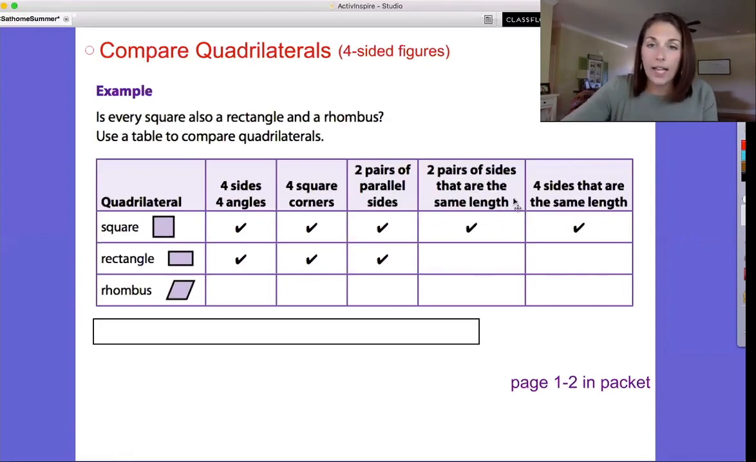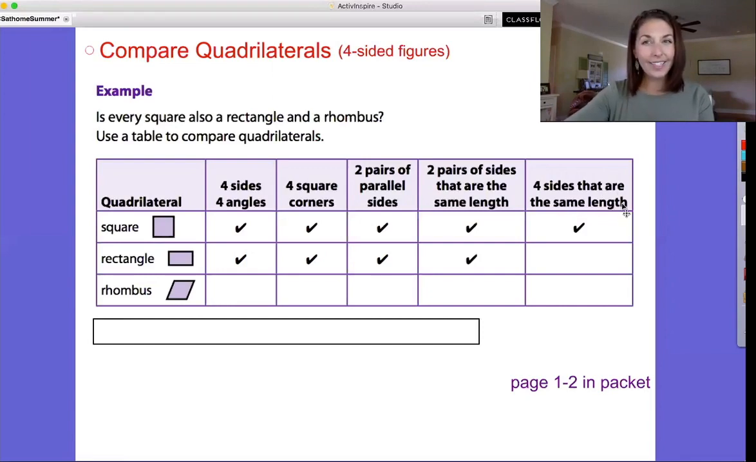2 pairs of sides that are the same length. Well, I have a pair here of opposite sides. Are those 2 sides the same length? Yes. And my left and right side, are these 2 sides the same length? Yes. So I have those 2 pairs of sides that are the same length. 4 sides that are the same length.